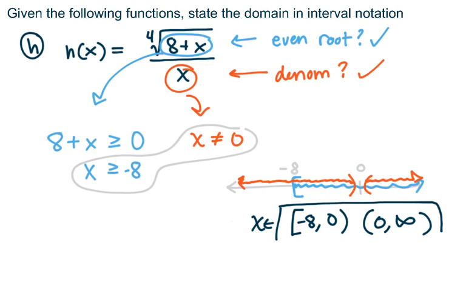So my solution set here is that x is in the interval from negative 8 included to 0, not included, union 0 to positive infinity, and that's an open interval. So I hope that helps you understand domain. Really, it's two rules every single time you're asked. Is there a variable in the denominator, or is there an expression with a variable underneath an even indexed root?